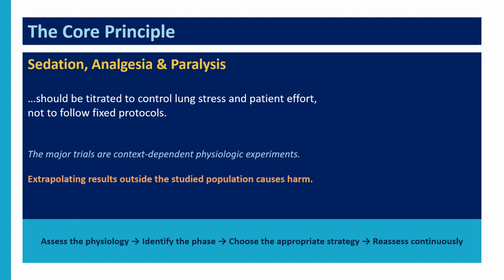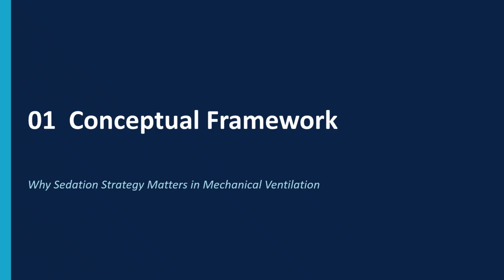That is very important to understand because when we go through the trials, if we don't go through the inclusion and exclusion criteria, many times you take the trial results and apply them out of context in critical care units. That can really cause harm in the patients whom you are treating.